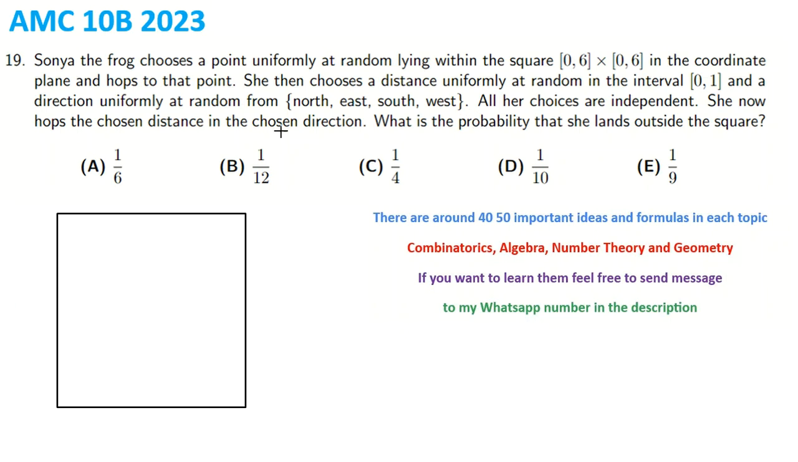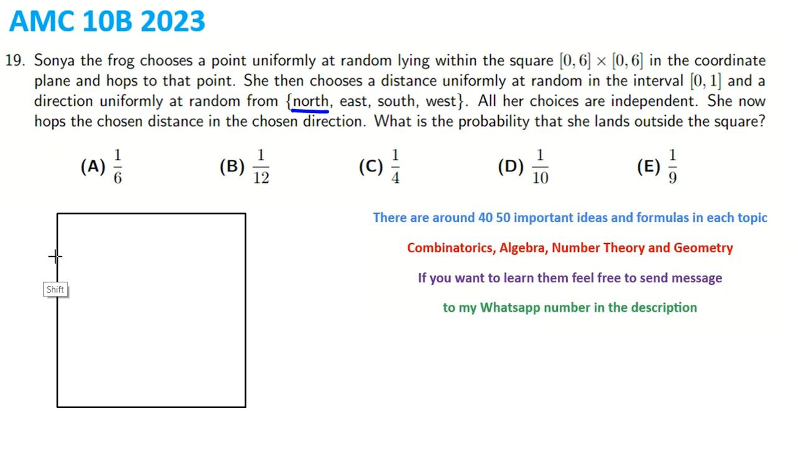Without loss of generality, we can consider that the problem is symmetric. It's symmetric with respect to north, east, south, west. We have a square, so we can consider without loss of generality that the direction is north. For the other directions, the answer will be the same, so we can calculate only one of them.